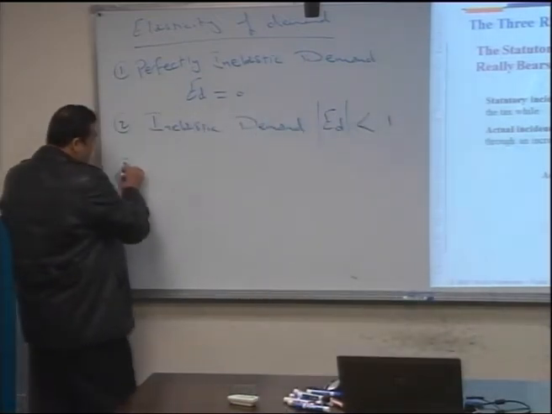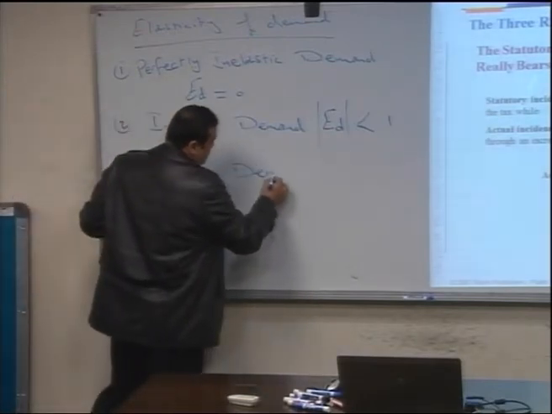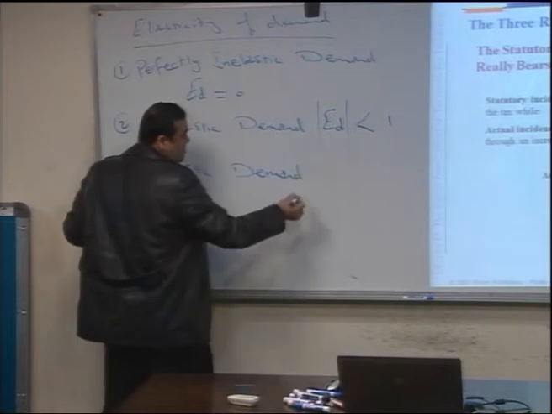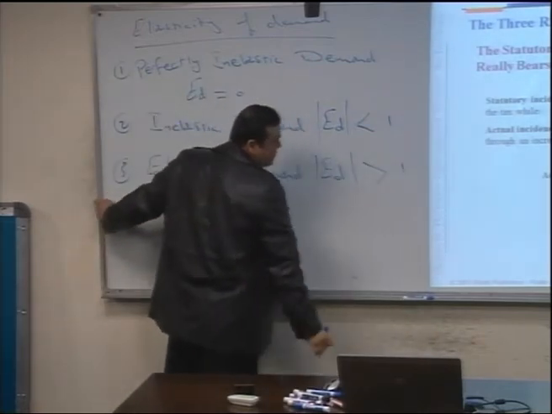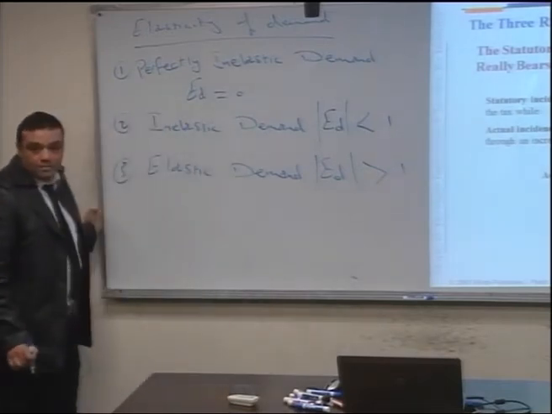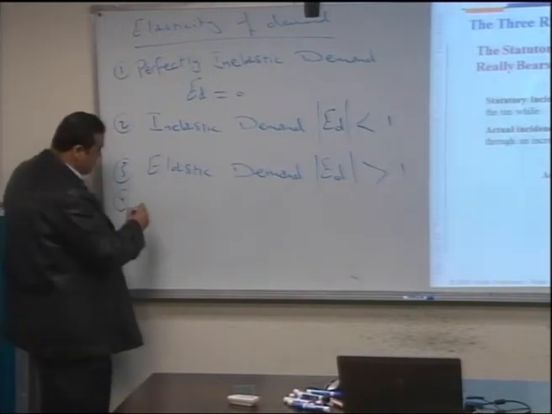Number 3: elastic demand. The absolute value of ED is bigger than 1. Number 4: unitary elastic.